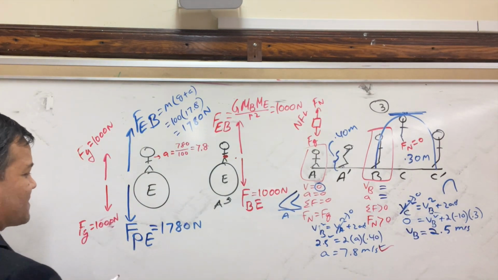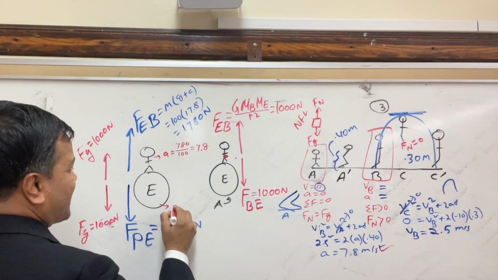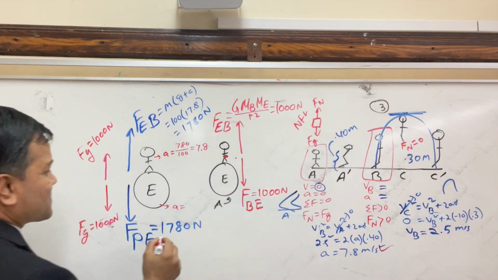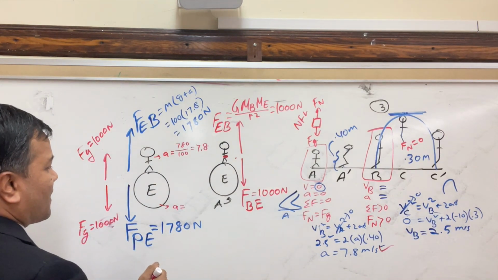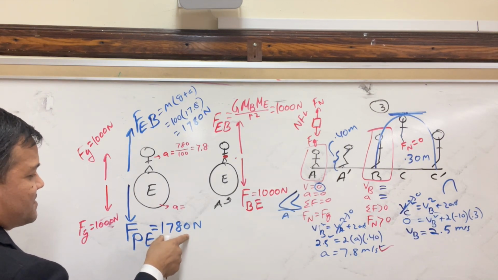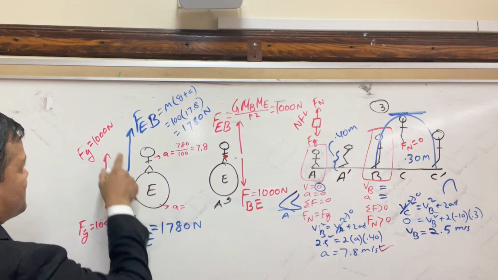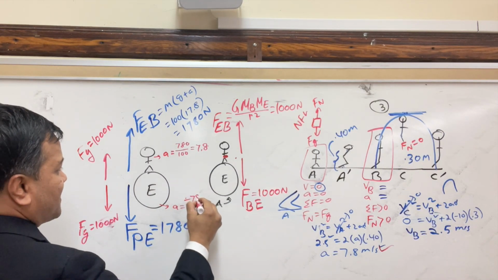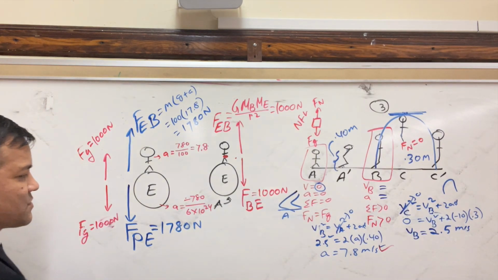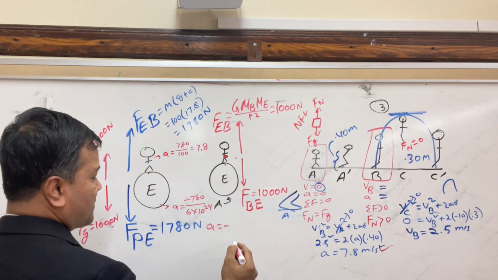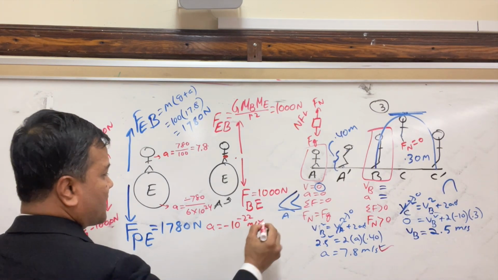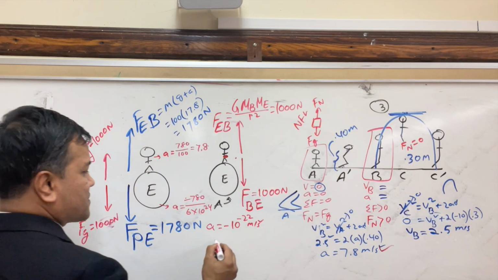Now the acceleration of Earth, let's see. The net force on Earth is negative 780, because if you take a look, the 780 is negative, plus 1000, so negative 780, divided by 6 times 10 raised to 24. So acceleration is negative, of course, but it is 10 raised to negative 22 meters per second squared. 10 raised to negative 22 is actually 0.